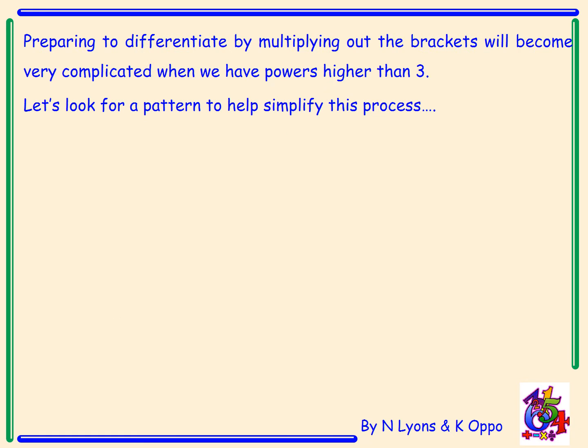So preparing to differentiate by multiplying out the brackets will become very complicated when we have powers higher than 3. So as I said, let's look for a pattern to help simplify the process. This is what all mathematicians do. So f(x) = (2x + 1) cubed, f dash of x equals 6 (2x + 1) squared. Now I'm just going to give you a pile of answers. Can you see a pattern evolving? So if I tell you that if I differentiate the function f(x) = (5x + 2) to the power 4, I get the function f dash x = 20 (5x + 2) cubed.